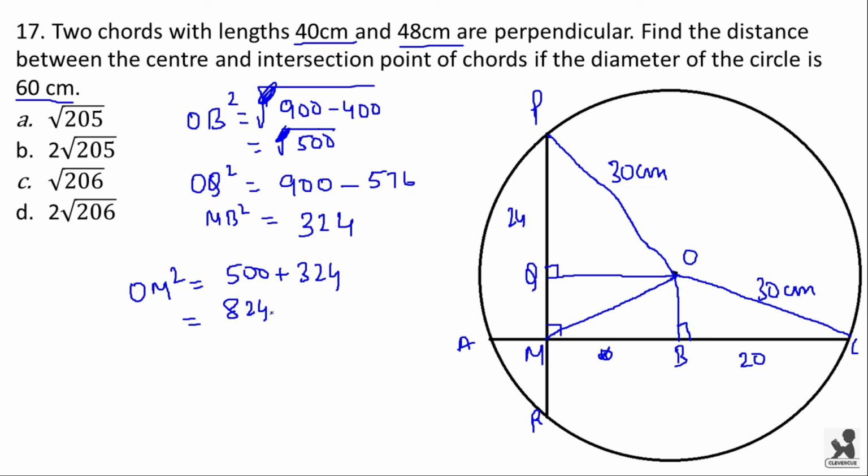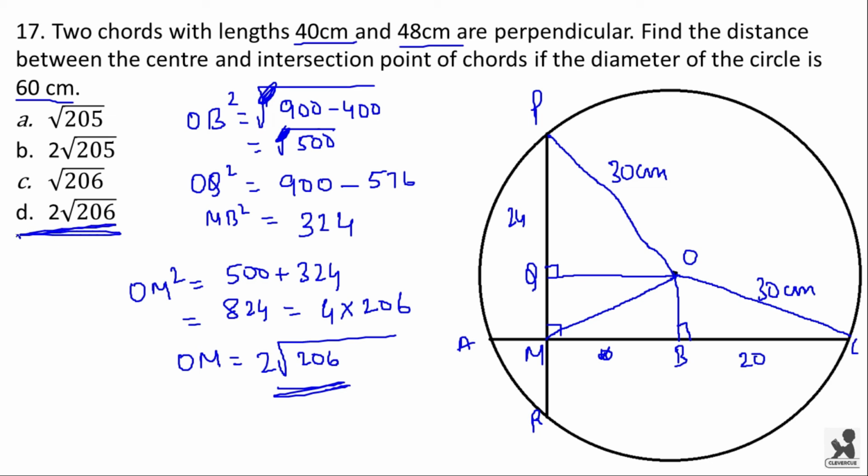If you see this, this will be equal to 4 into 206. Now if you take square root on both sides, you get OM is equal to 2 root 206. So option D is the right answer.